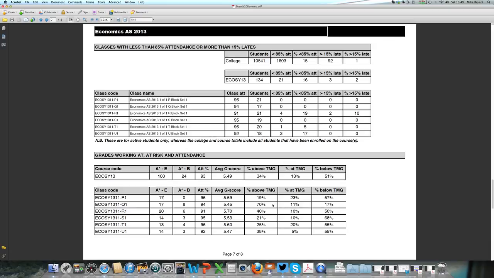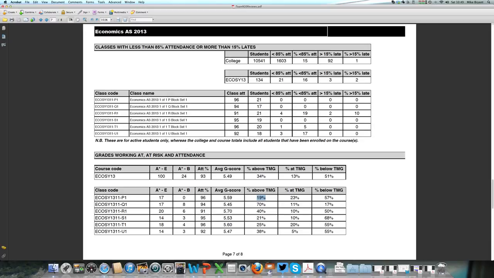Compare that with the target minimum grade information, because there are some significant variations in the target minimum grade performance of individual classes based on the working at grade. You've got R block, for example, where 40% of the students are working above their TMG. That contrasts with P block, where only 19% of students are. So there's actually a difference in the proportions there in the individual classes.